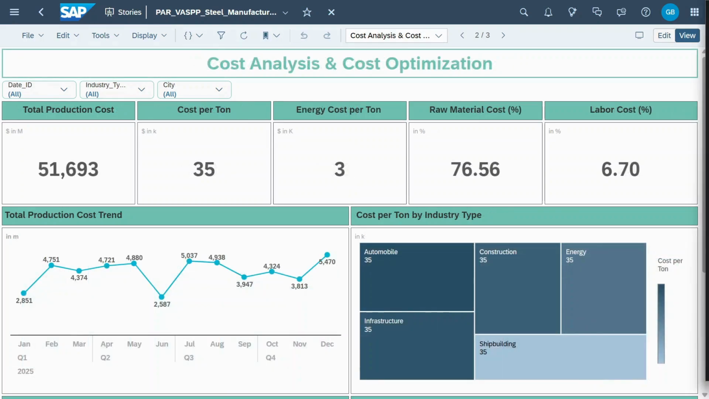Cost analysis and cost optimization page. Now let's move to the second page of the dashboard, the cost analysis and cost optimization page, focused on understanding what's driving manufacturing cost and where efficiency can be improved.